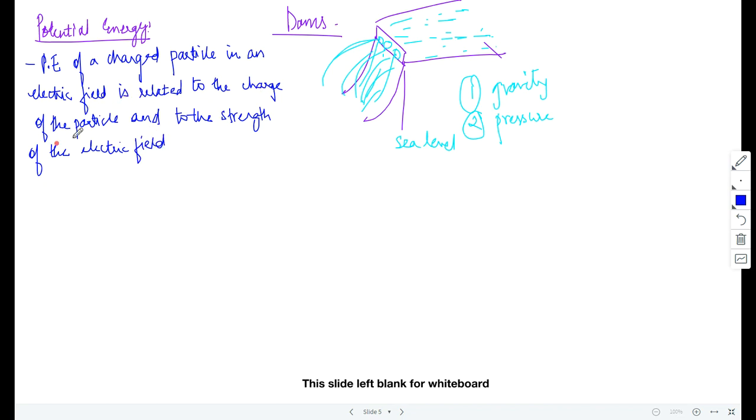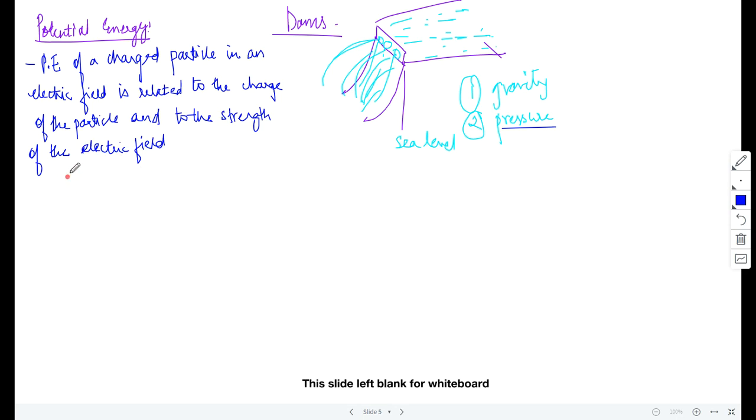It is related to the charge of the particle. The charge of the particle, I can relate it to the pressure. It has a good amount of pressure right here. So it has a charge over here. To the strength of the electric field, gravity, it is holding it, right? The strength with which it is holding it against the gravity. So that is the strength of the electric field. Understood?